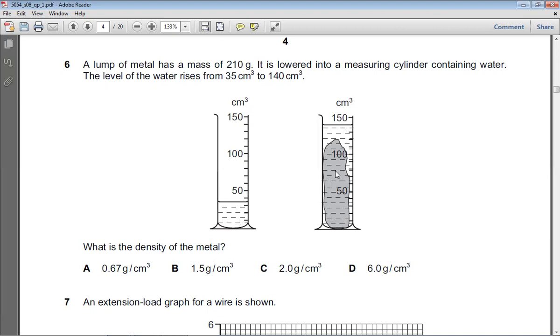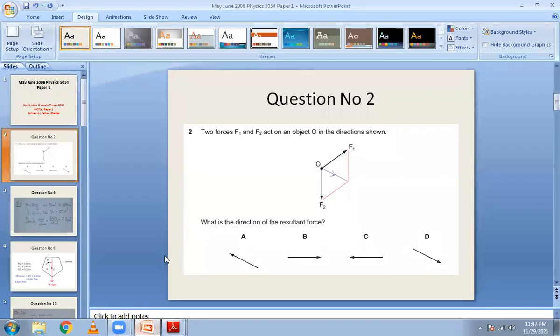So this is V1, this is V2. If you subtract V1 from V2, you will get the volume of that metal. You know the mass of the metal, you know the volume of the metal, so you can find the density very easily. The density is equal to mass divided by volume. So let me show you how I have done this.